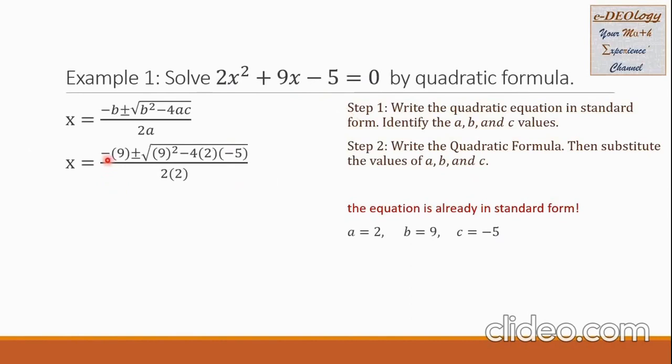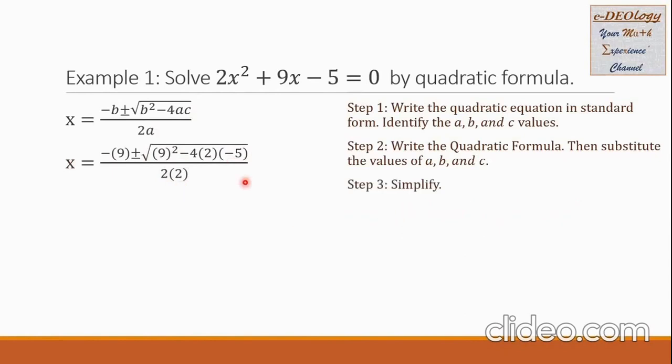It is now the negative of b, and that is 9, plus or minus the square root of, this is now 9 squared, minus 4. The a is now changed into 2. The c is now -5 all over 2 times a, and the a is now changed into 2. And step 3, we will simplify and get the values for x.